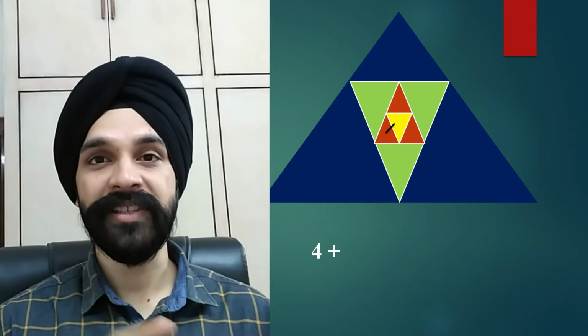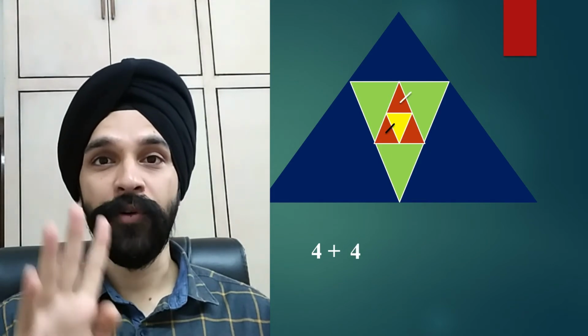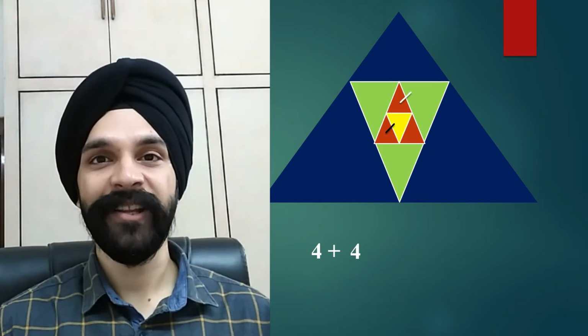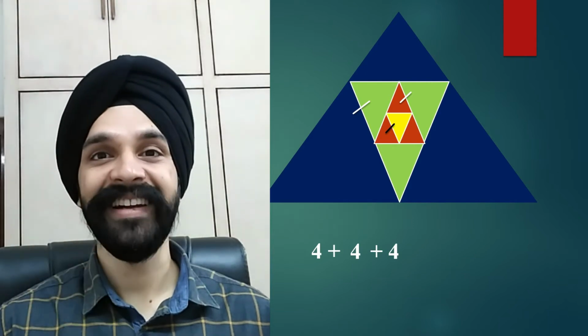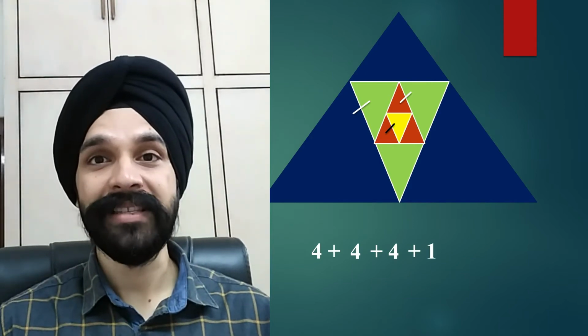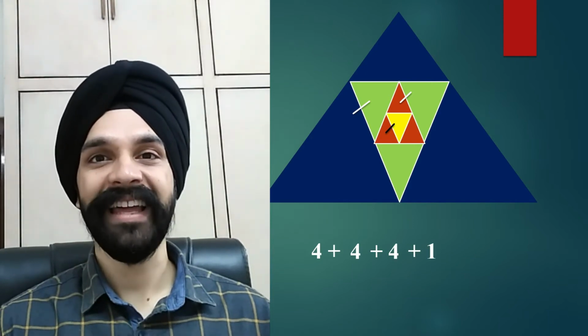Isn't it quick and super easy, right? Okay, let's try it out with one more figure. It will solve all your confusions. You can see in this figure there are 3 inner triangles. So what will you do? You will write 4 for the first triangle, plus 4 for the second inner triangle, plus 4 for the third inner triangle, and plus 1 for the outer triangle.